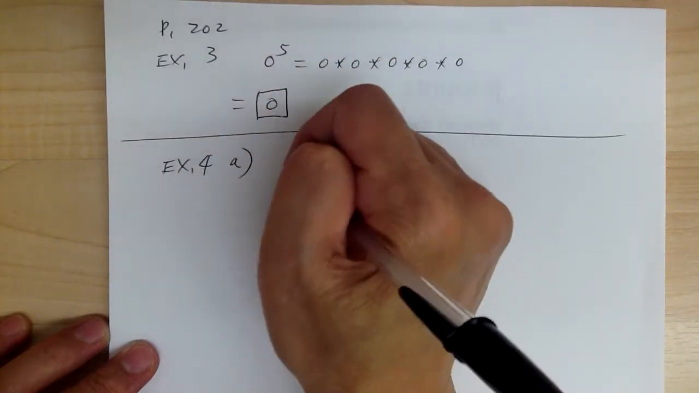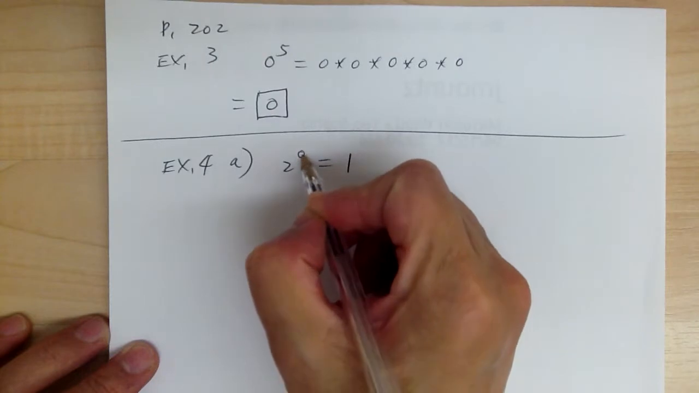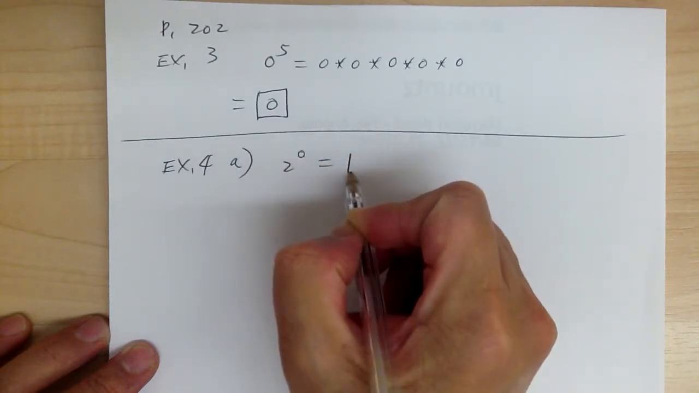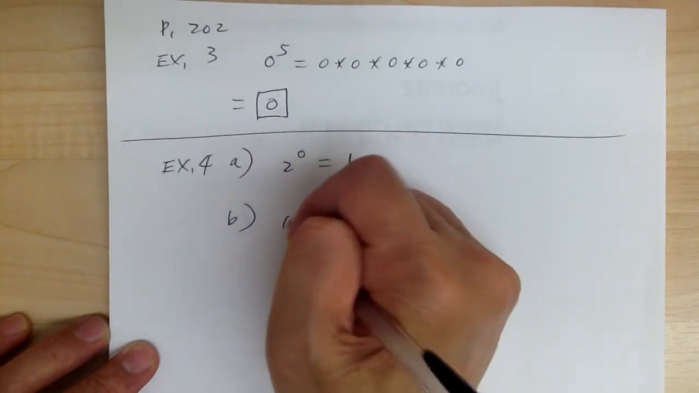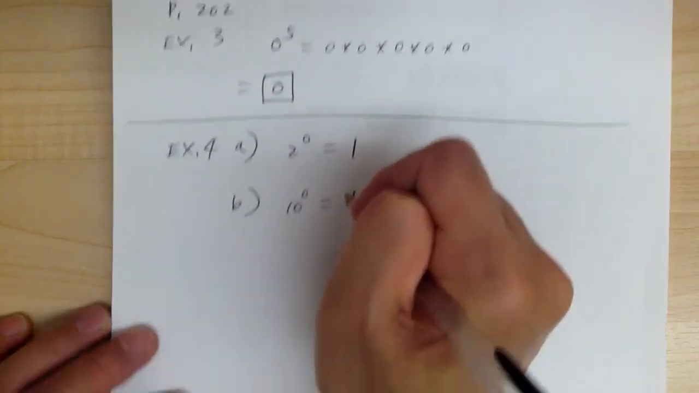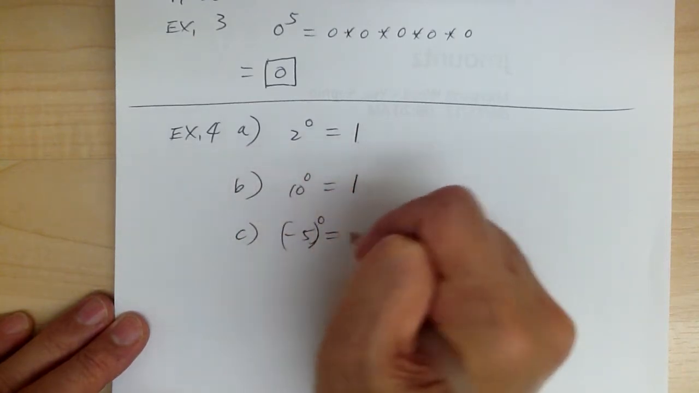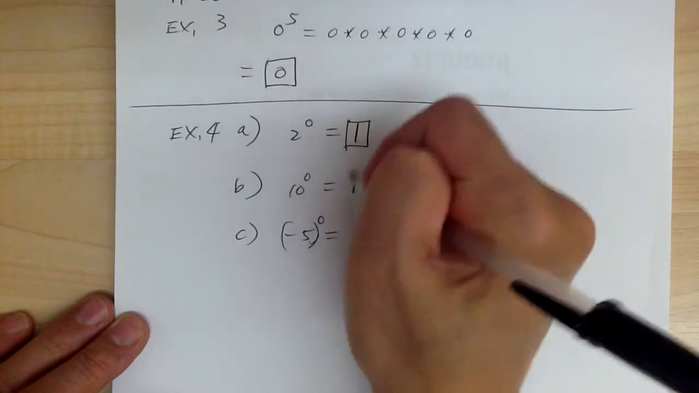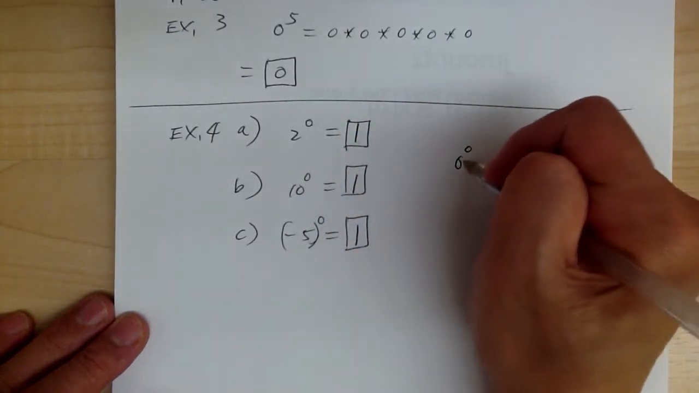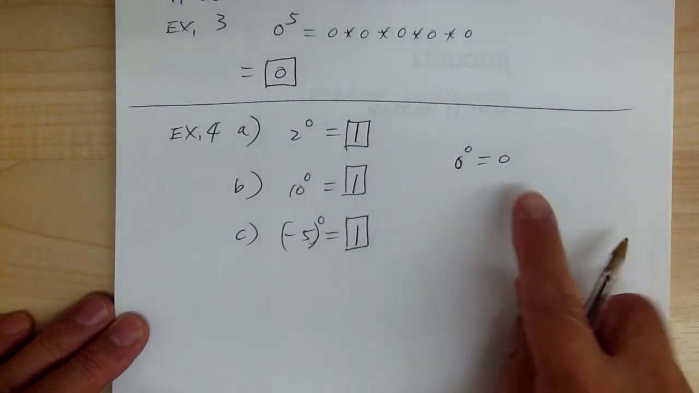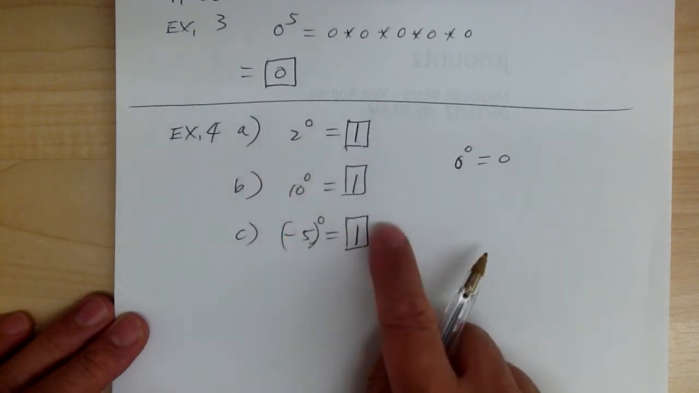Example 4a, you got 2 to the 0. So this is equal to 1. So remember, when the exponent is 0, you get 1, right? Unless it's 0 to the 0 power. So b, 10 to the 0 power, again this is equal to 1. C, you got negative 5 to the 0 power, again the answer is 1. So whenever the exponent is equal to 0, you get 1. The only exception is if you have 0 to the 0 power. But other than that, anything to the 0 power, the answer is 1.